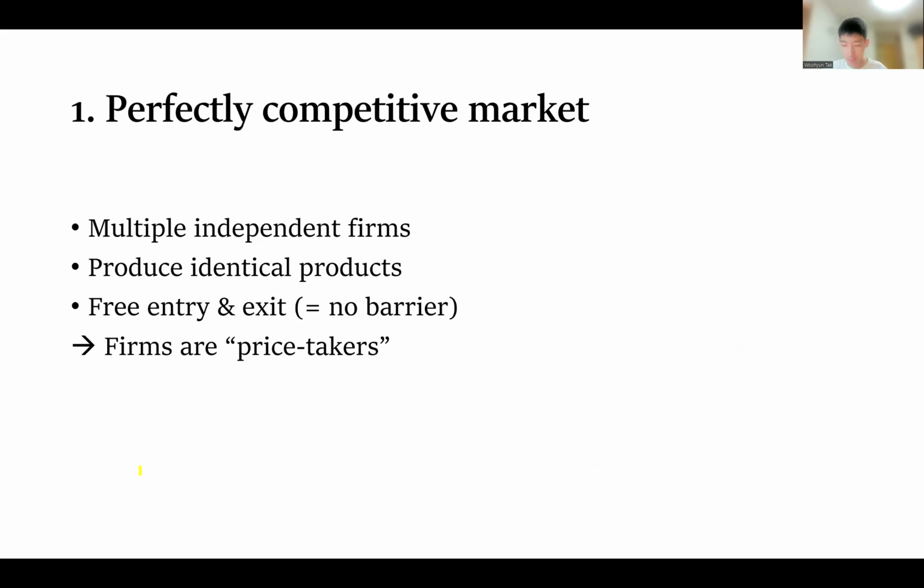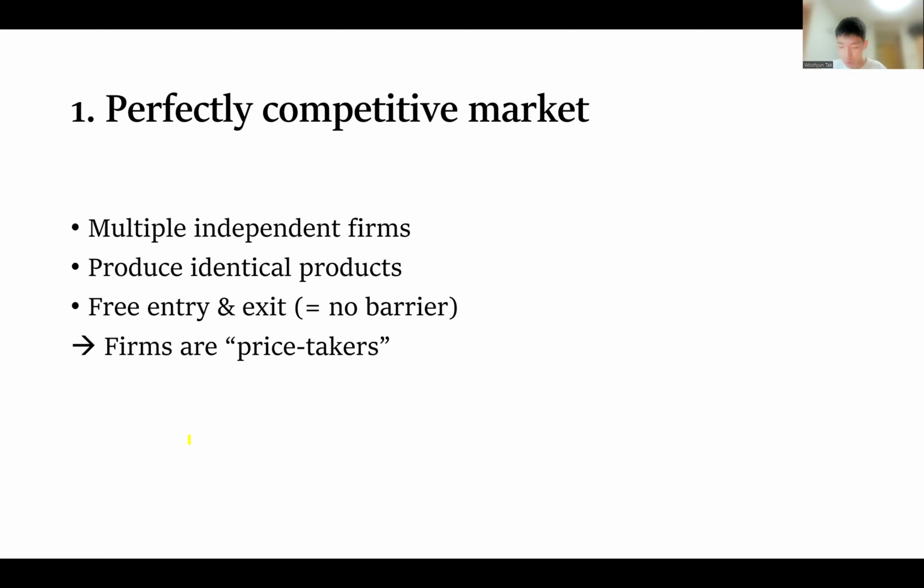Then let's start. The behaviors of firms are different according to market structures, which are the shape and attributes of market types. We'll be learning about the main four, which are perfect competition, monopoly, monopolistic competition, and oligopoly.